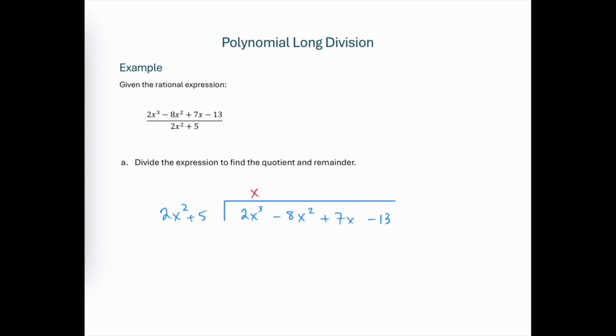Now it's time to multiply. We need to multiply this first term of the quotient by every bit of this divisor, which means that we need to distribute the x into the divisor. So x times 2x squared is 2x cubed, and this first term should always match the one above it. And then we have x times 5, which is 5x, and we want to line that up underneath the other x term. Now it's time to subtract this polynomial from the original dividend.